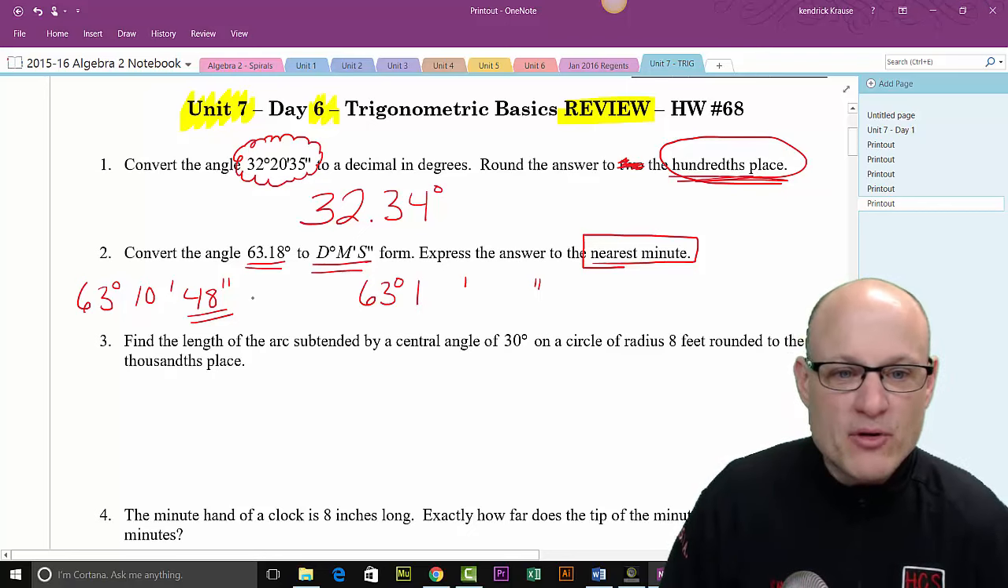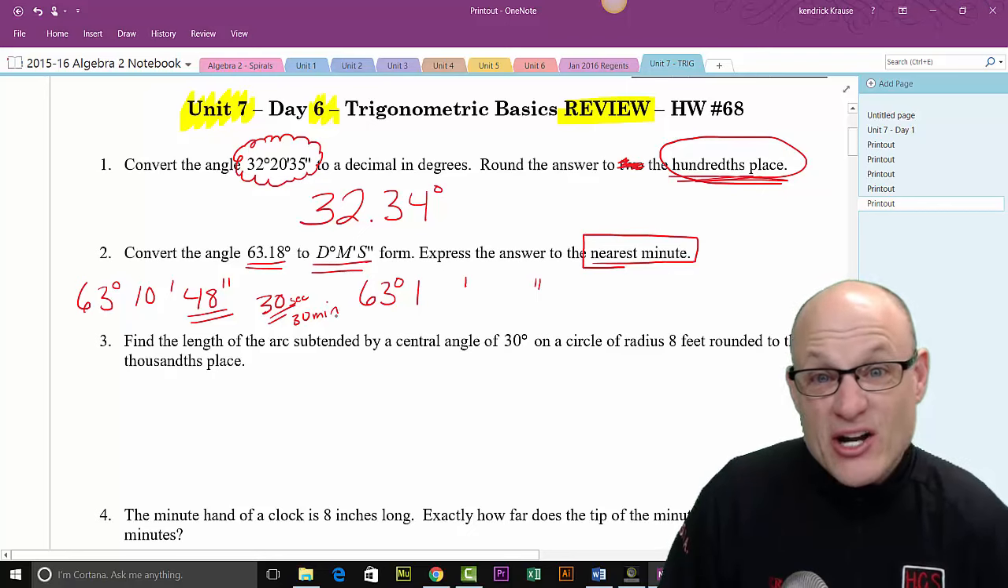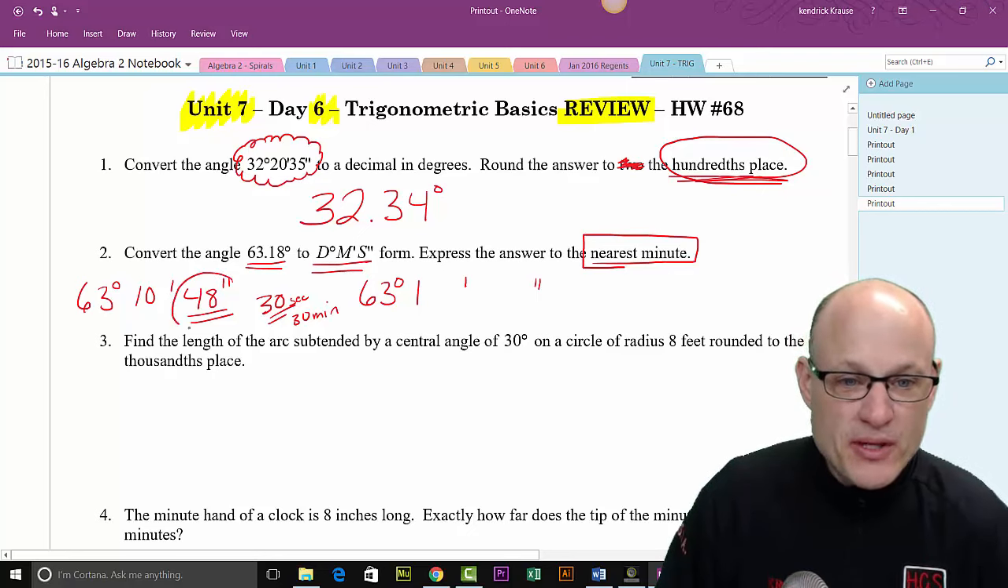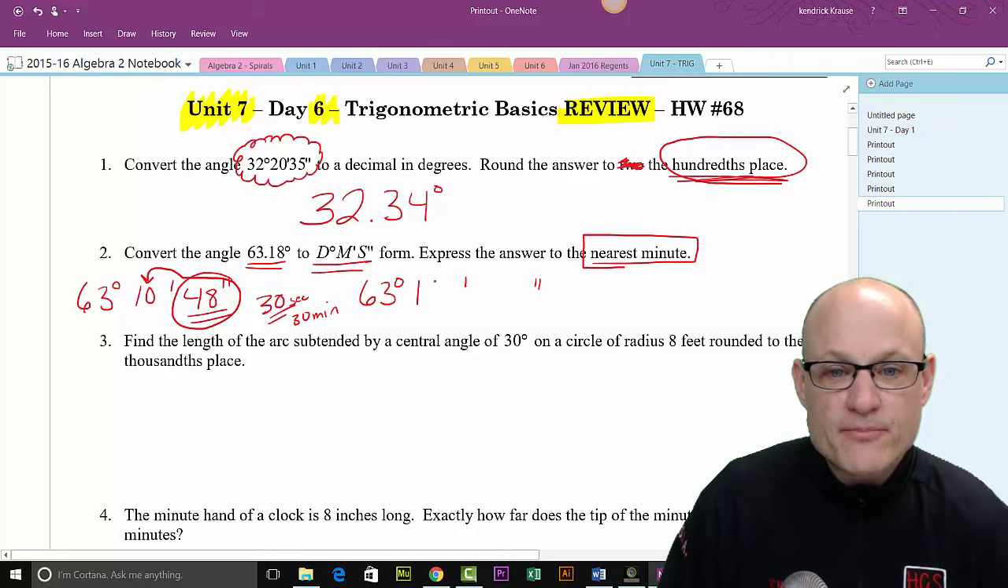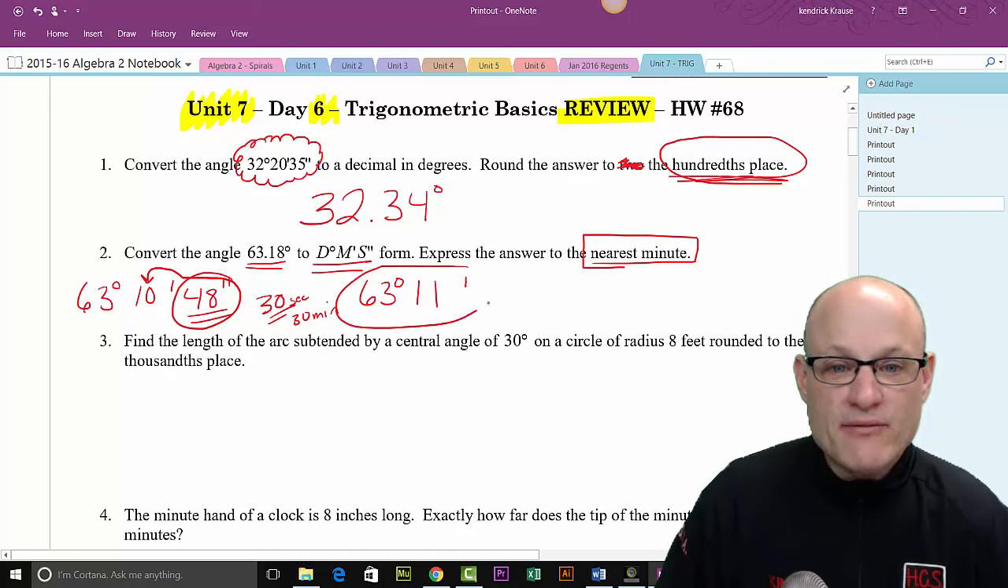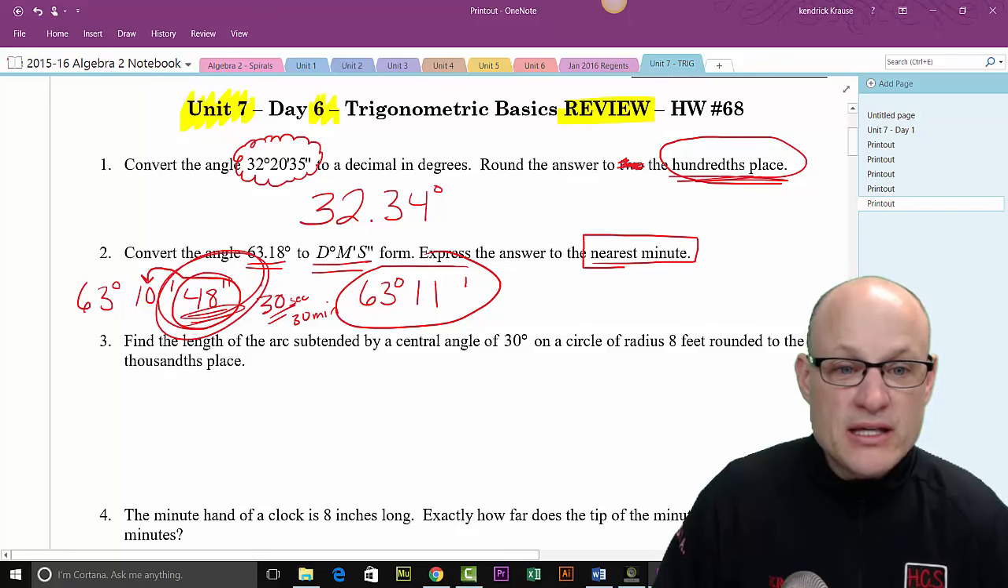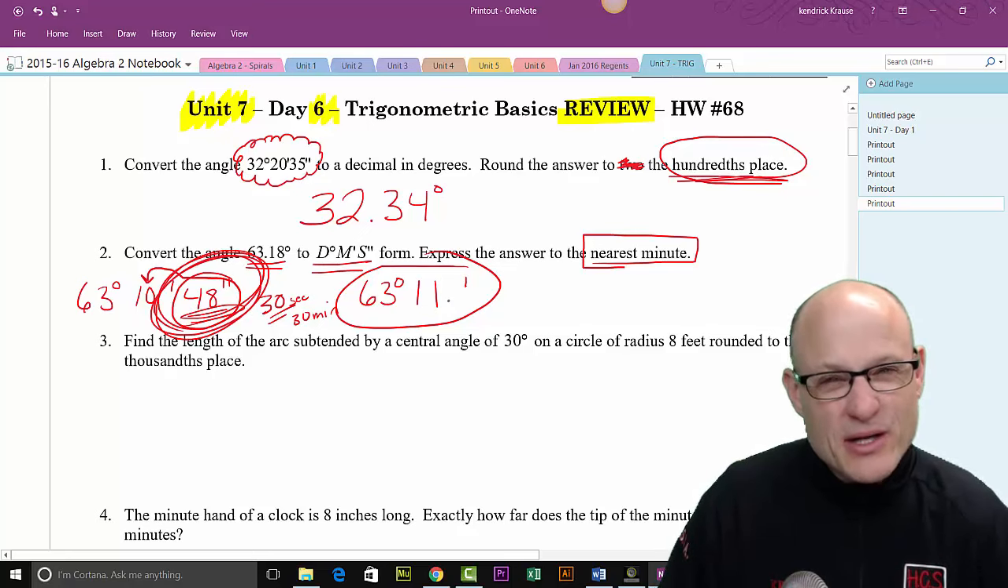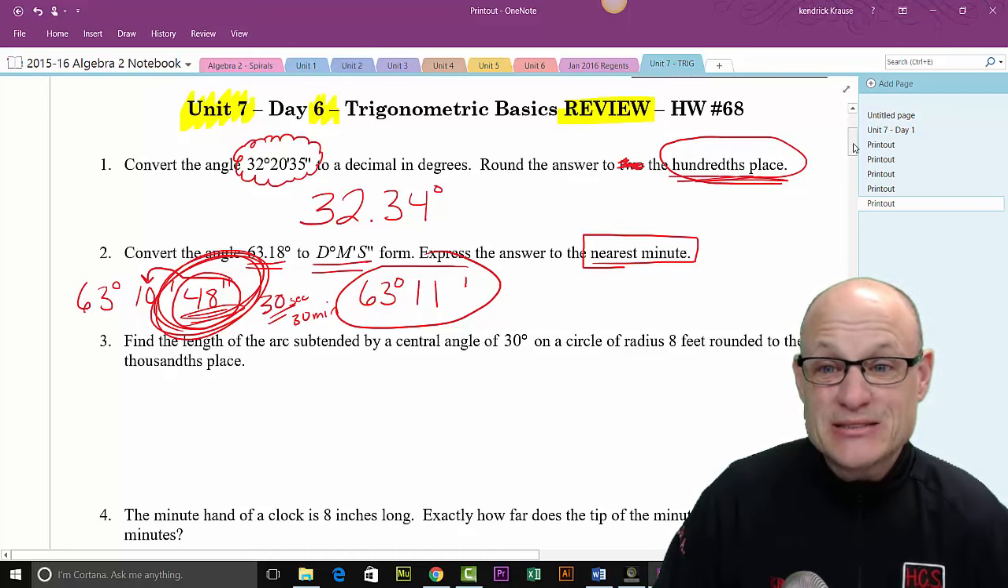It's not 10 minutes. Remember, the cutoff is 30, like 30 seconds or 30 minutes. That's the cutoff. So since this is bigger than 30, this should be 11. And since we're rounding to the nearest minute, we don't even need seconds. So there's our answer, 63 degrees, 11 minutes. Remember, the key is 30. And guess what I'm going to test you on the test? I'm going to test that you actually check for that.